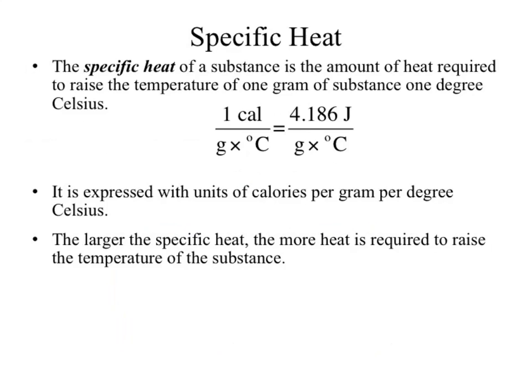Grams will cancel in the denominator, right? What happens if I multiply both sides by degrees Celsius? Also cancels. So how do we figure out our conversion factor between calories and joules? We just did it. All we got to do is get rid of the like units.